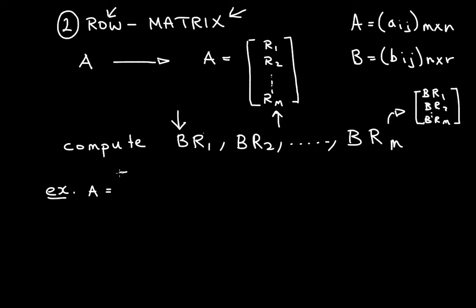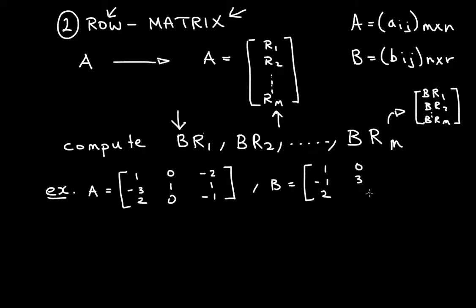If my matrix A is 1, negative 3, 2, 0, 1, 0, and negative 2, 1, negative 1, and my matrix B is 1, negative 1, 2, 0, 3, 1. What we want to do here, per our second style of partitioning, is partition our first matrix in rows. So we have the first row, that's our row 1. This would be row 2. And then the bottom one would be row 3. Let me just write those down.